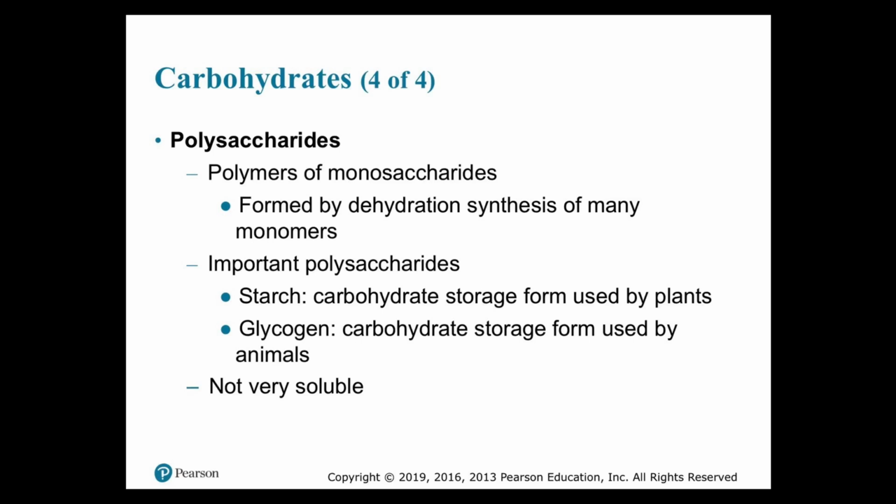Starch is what plants use to store carbohydrates, whereas animals will store carbohydrates in the form of glycogen, right? We are not potatoes, so we don't store our sugar in the form of starch. We don't make starch. We eat starch for energy, but we store the subunits, the monosaccharides, in the form of glycogen, and they're not very soluble molecules.